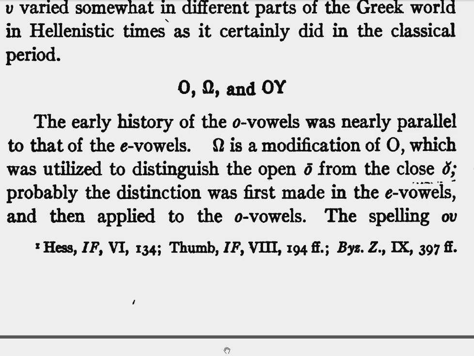This is Sturtevant on the pronunciation of ow and a. The early history of the O vowels was nearly parallel to that of the E vowels. So ow is a modification of o, which was utilized to distinguish the open o from the closed o. Probably the distinction was first made in the e vowels and then applied to the o vowels.